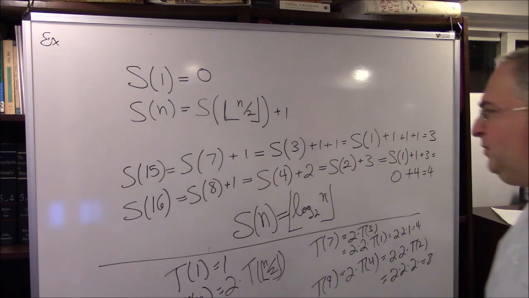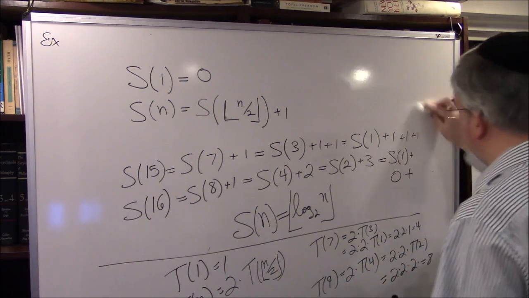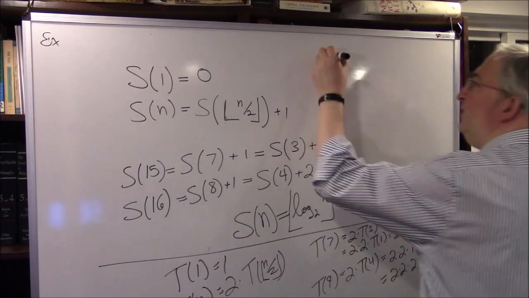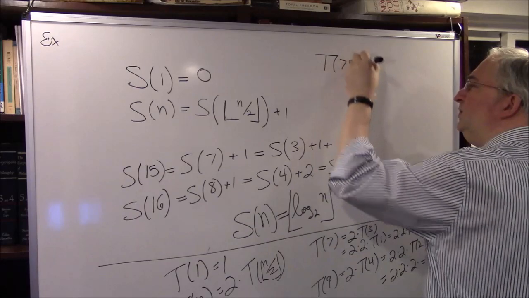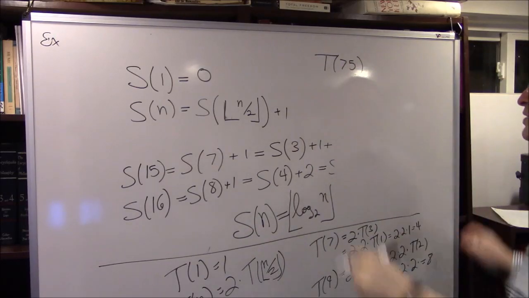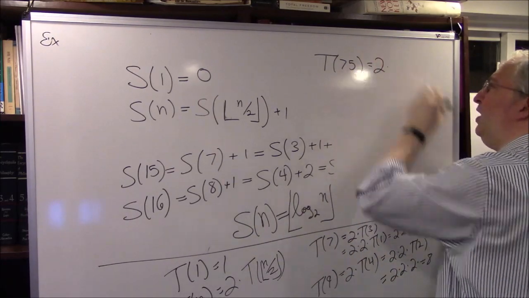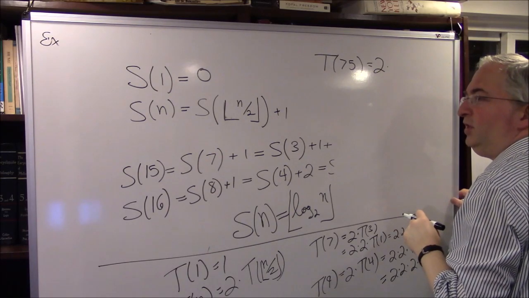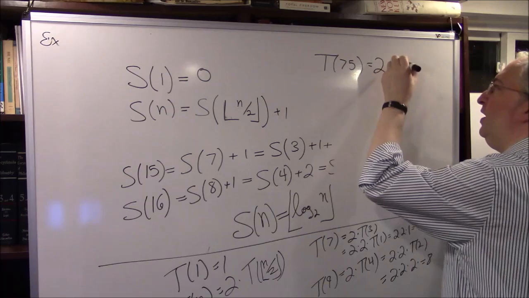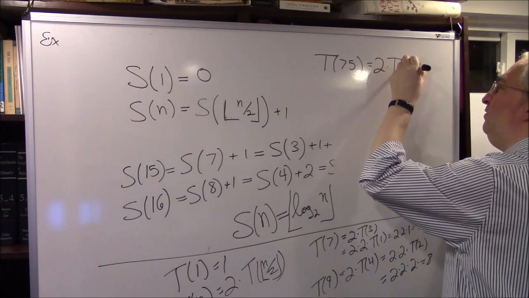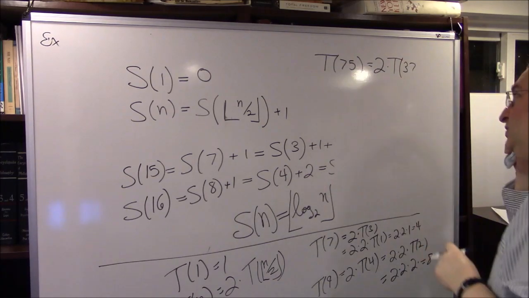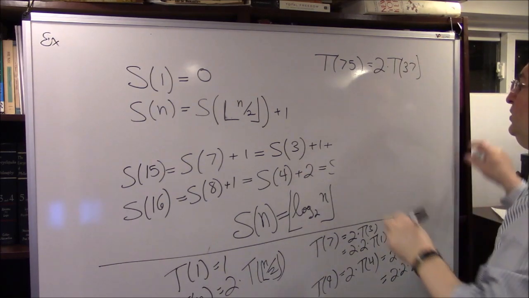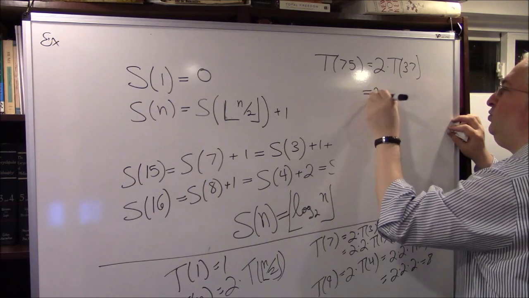Let's do a bigger number so we can get a feel for this. Don't need this anymore. Okay, let's do T of 75. Let's work it out. This is equal to 2 times, so what's 75 divided by 2? 35 is 70, 36, 37. I think that's 2 T of 37. 37 plus 37 is 74.5. We're going to do the floor.